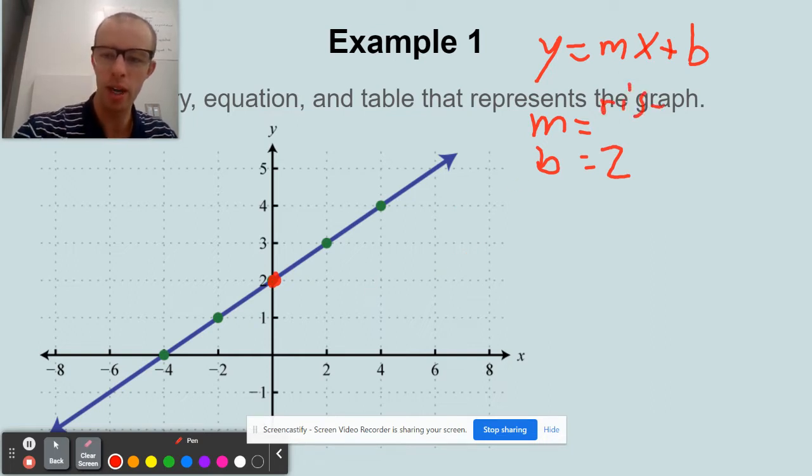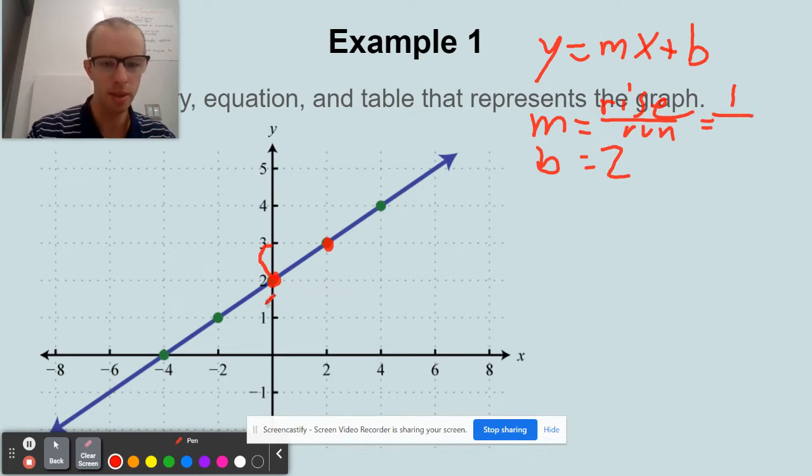Now I need to find the slope because I need both parts. And that is rise over run. All right, so how much do I rise to get from here to here, to my next point? I go from 2 to 3. From 2 to 3, well, I went up 1.